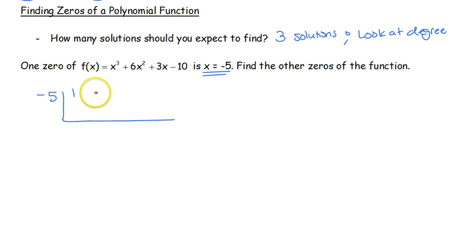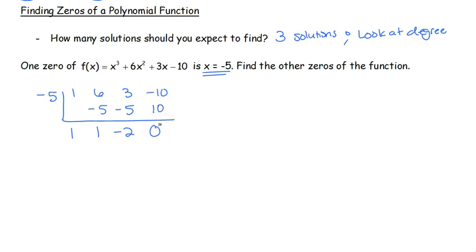We don't have any missing numbers. Always double check for missing numbers. If you don't fill that 0 in, it's going to change everything. Bring down the 1. -5 times 1, -5. 6 minus 5 is 1. -5 times 1 is -5. 3 minus 5, -2. -5 times -2 is a positive 10. And we've got a remainder of 0 again.